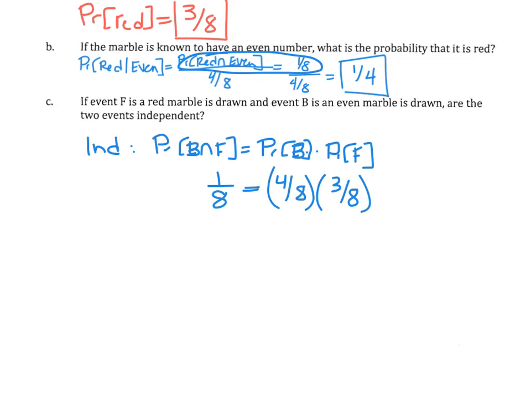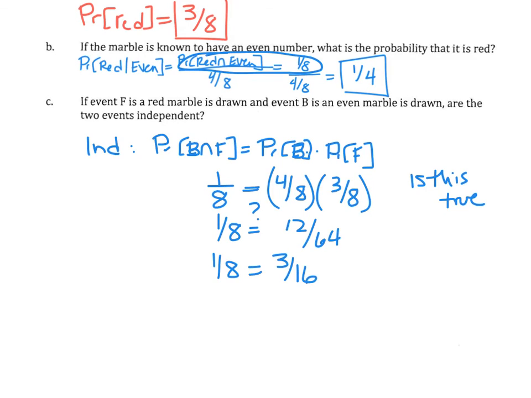Now, is this true? If so, these are independent, and if not, they are not. And we get 12 out of 64. However, if you reduce fractions, maybe they're equal. So right now we don't know. And if I reduce this down, I'm going to get 3/16, and they are not. So the answer is no, these are not independent.